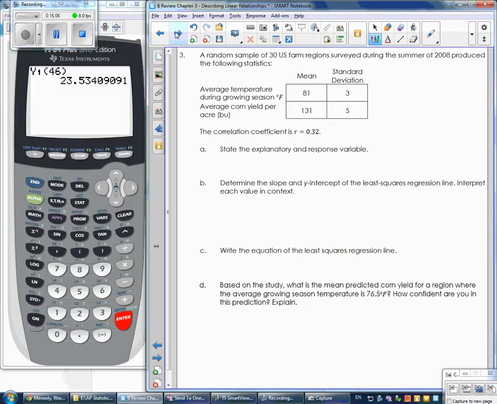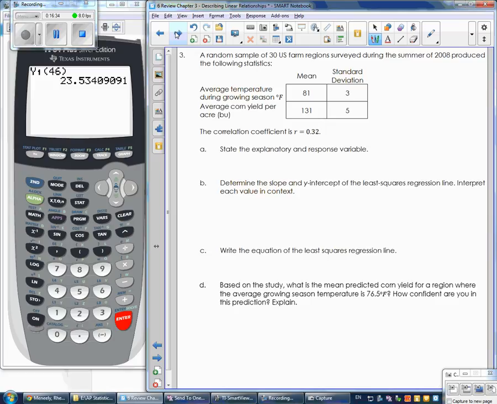All right, so let's take a look at the next one. In number 3, it says a random sample of 30 U.S. farm regions surveyed during the summer of 2008 produced the following statistics. It says the average temperature during the growing season was 81 degrees with a standard deviation of 3. And I think I've changed this problem on your paper, so it might look a little bit different. So I'm going to answer the questions that you have in front of you. I think I changed the format a little bit.